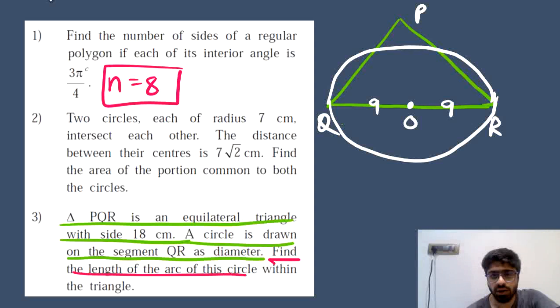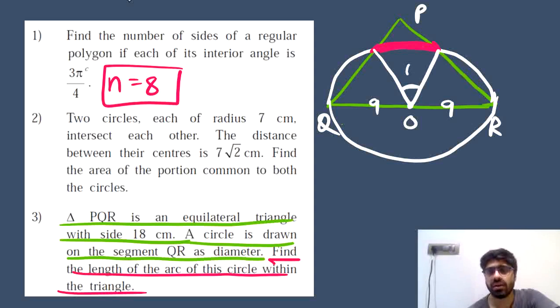Find the length of arc of this circle within the triangle. So within the triangle, the arc I have is this. This is the arc which I have within the triangle, and I need the length of this arc. But to get the length of that arc, I basically need the value of the central angle here. Because if I know this angle, I can get the length of arc as S equal to r theta, and the radius of this circle which I have drawn is equal to 9. So radius is 9, all I need is theta.